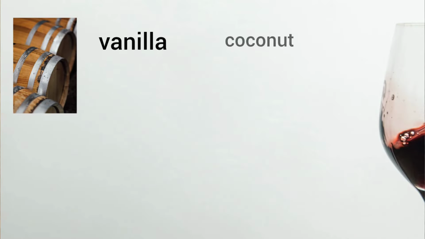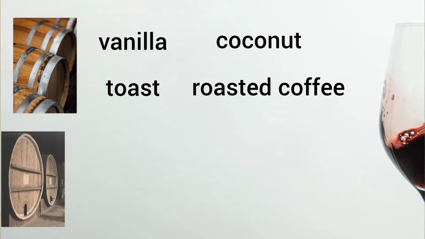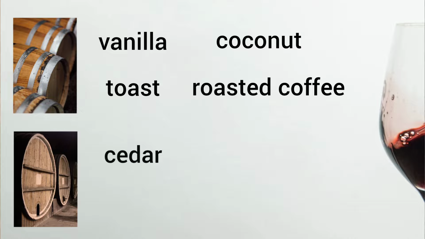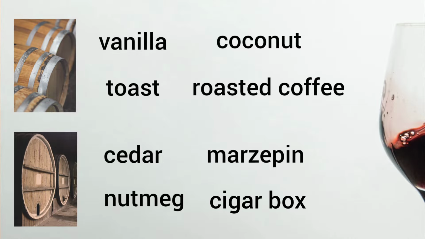The term oaky usually refers to wine that has been aged in oak. Wines that have been aged in American oak, for example, show aromas of vanilla, coconut, toast and roast coffee. Wines aged in French oak display aromas of cedar, marzipan, nutmeg and cigar box. Some wines, apart from aging in oak, can also be fermented in oak, and those wines definitely show more complexity and flavors.